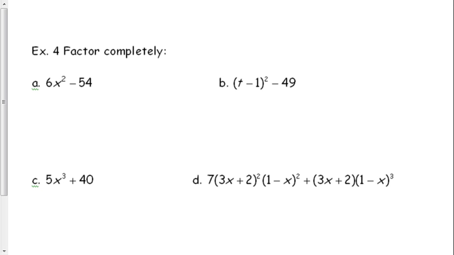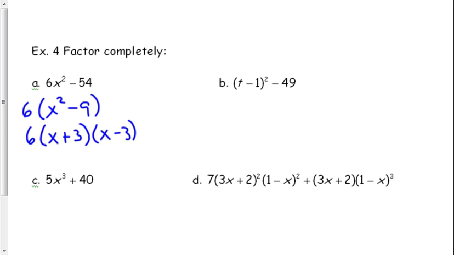If you look at this first one, we could factor out a 6. That would leave us with x squared minus 9. X squared minus 9 is a difference of two squares, so you can factor that into conjugate pairs. So that would give you x plus 3, x minus 3 when you take the square root of each of those two terms. Then we move on to the next problem, b.